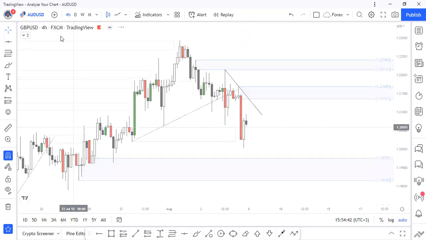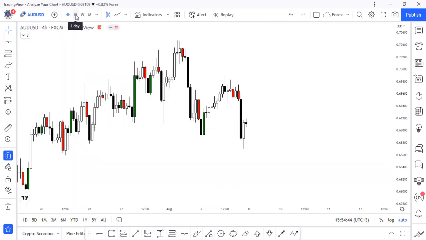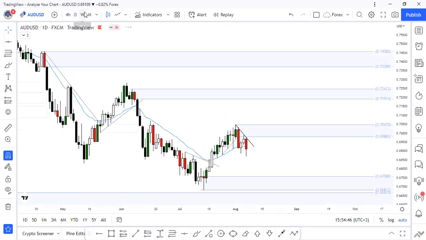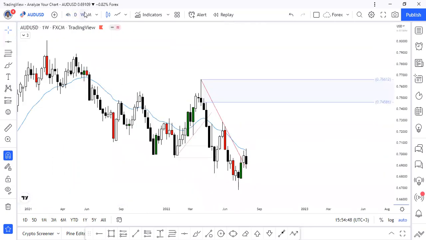Another pair is AUDUSD. AUDUSD has the same scenario. Weekly is still a downtrend. The trend line is not yet broken. We are still in a downtrend. Also, we have a 20 EMA confluence and trend line confluence. So the best opportunities are selling opportunities.